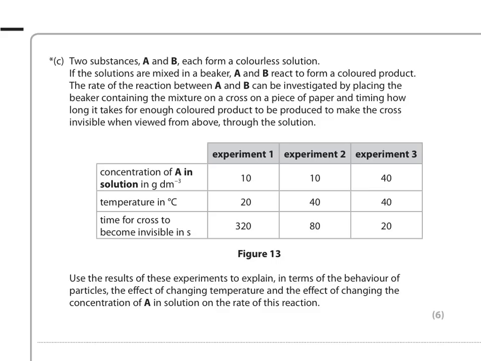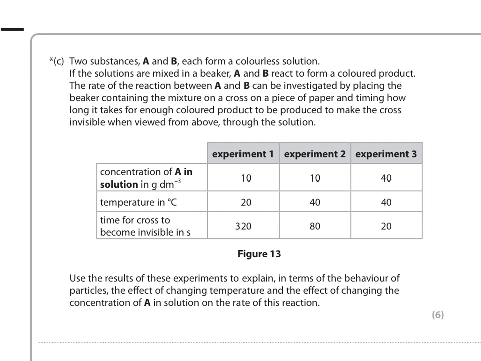Right, part C was the first of the 6-mark questions in this paper. It says, 2 substances A and B each form a colourless solution. If the solutions are mixed in a beaker, A and B react to form a coloured product. The rate of reaction between A and B can be investigated by placing the beaker containing the mixture on a cross on a piece of paper and timing how long it takes for enough coloured product to be produced to make the cross invisible when viewed from above through the solution.